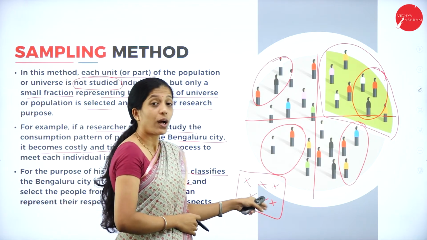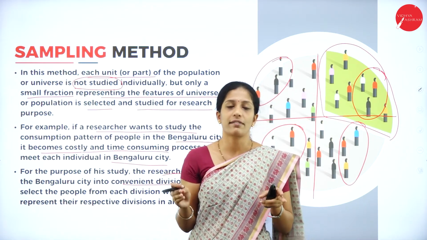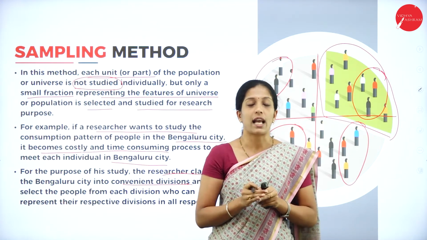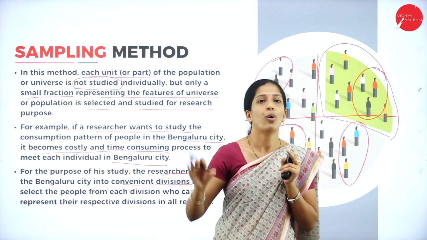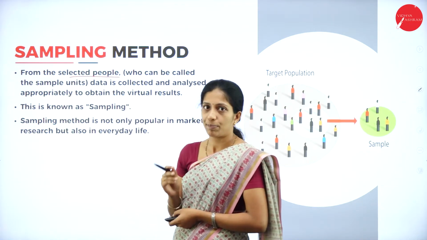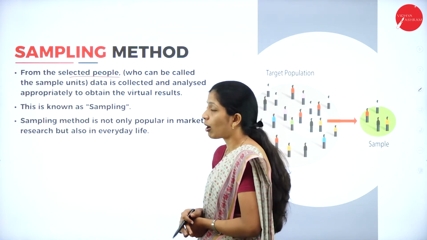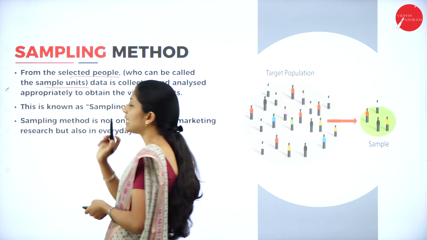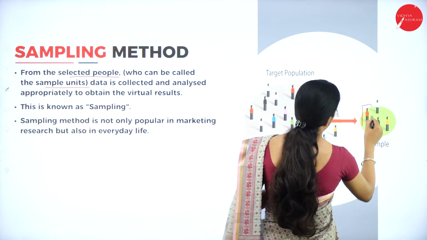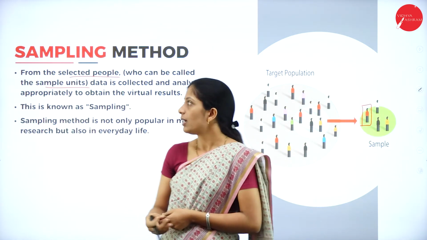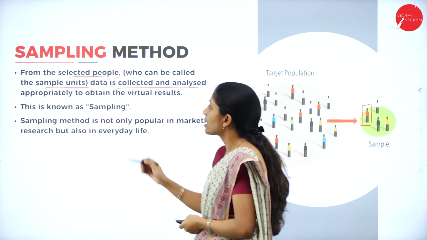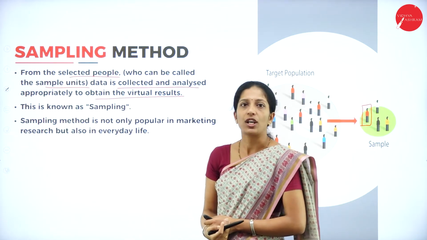Now this is known as what? Sampling. So from all the divisions, a few selected individuals are gathered together, which represents the whole Bangalore city. The selected people of all the divisions can be called sample units. So these individual persons who are selected are called what? Sample units.